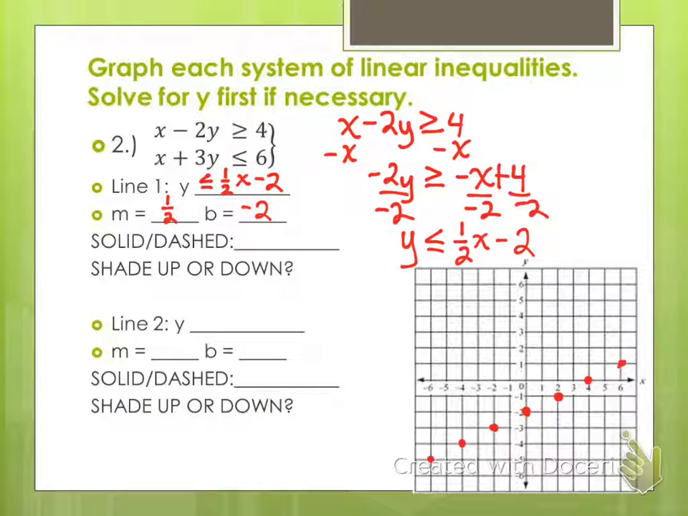Ryan, what do you think? Solid. It'll be a solid line through those points because we have an equal to bar. Solid line. Are we going to shade up or down, Kelby? Down, good. So that is where it can get confusing on these. Look at your symbol when y is by itself. When y is by itself, it's less than, so we are going to shade down.